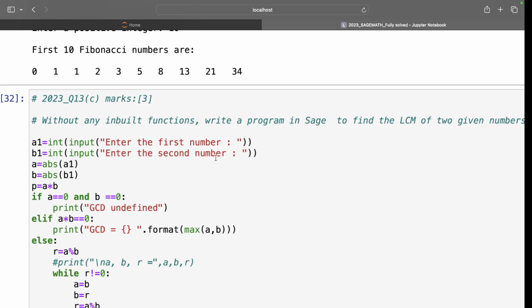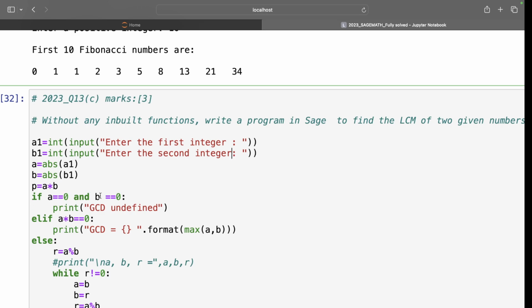Here A1 is the first integer and B1 is the second integer. If you put A1 as negative, say minus 5, then A is positive 5. And if B1 is equal to minus 6, then B equals 6. Then take the product of these, A star B, A into B.